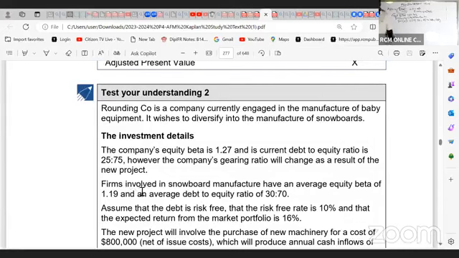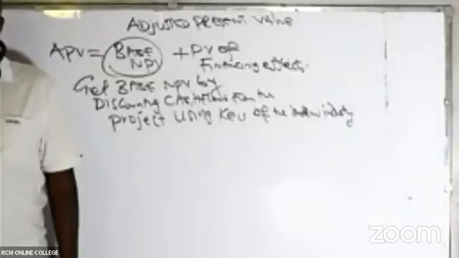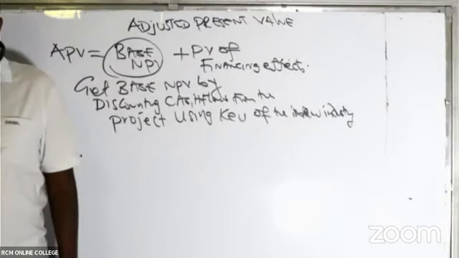So firms involved in what? Snowboard. And snowboard is what here? Our new industry, our new venture. So firms involved in snowboard manufacture have an average equity beta of 1.19 and an average debt to equity ratio of 30/70. Very easy, ladies and gentlemen.